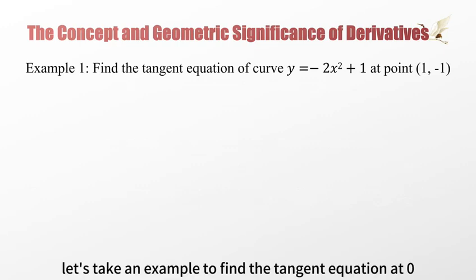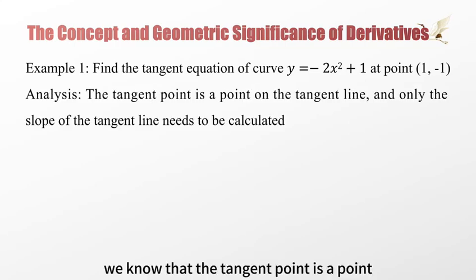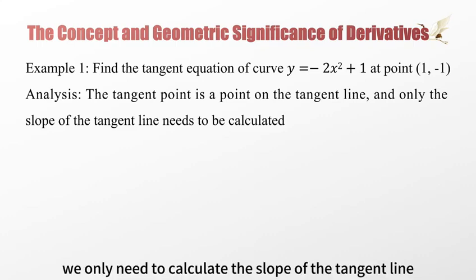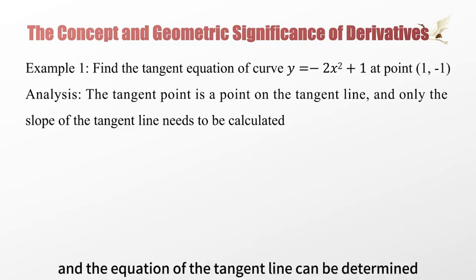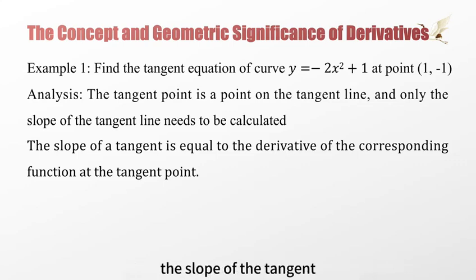Next, let's take an example: find the tangent equation at the point (1, -1) of the curve y equals -2x squared plus 1. We know that the tangent point is a point on the tangent line. We only need to calculate the slope of the tangent line, and the equation of the tangent line can be determined. According to the geometric meaning of the derivative, the slope of the tangent is equal to the derivative value of the corresponding function at the tangent point.